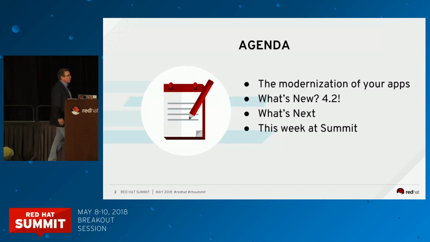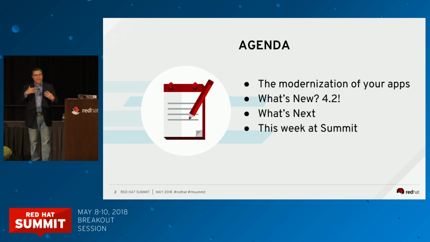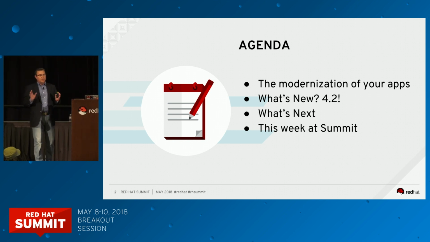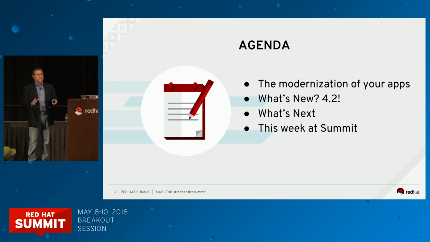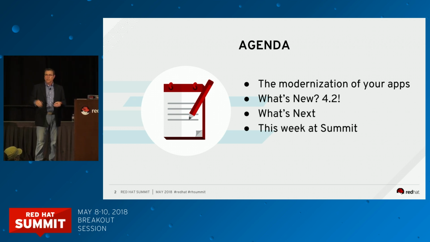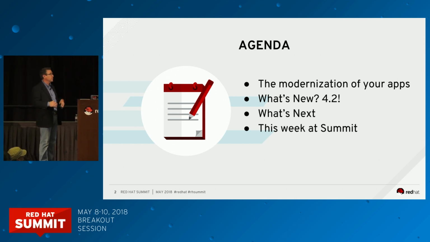So, real quick, our agenda for today is real simple. We're going to talk about the modernization of your apps. If you were here for the keynote today, you saw some really cool stuff about how we're looking to the future. At Red Hat, we're skating to where the puck is going, not to where it is today. We'd love to fight with that piece of the ice, but we really believe the future is the future, and that's where we want to be, ourselves and with our customers.